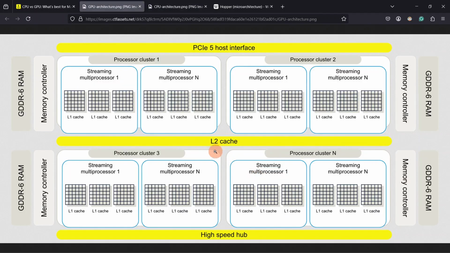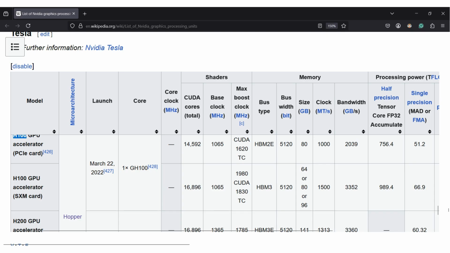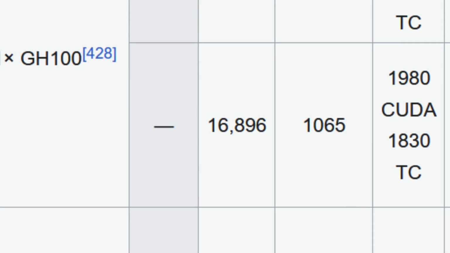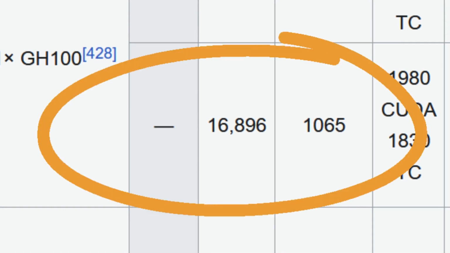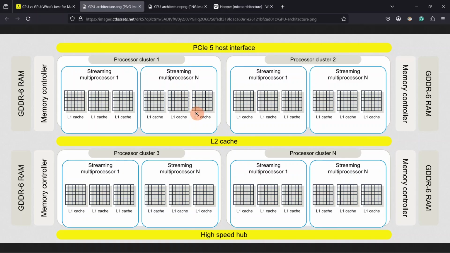In GPUs, there are a massive number of cores. For example, the latest H100 series from NVIDIA has 16,896 cores. Since there are so many cores, there are processor clusters of streaming multiprocessors. Each SM typically has an L1 cache for quick access to instructions. The SMs utilize a shared L2 cache before accessing high-speed memory.